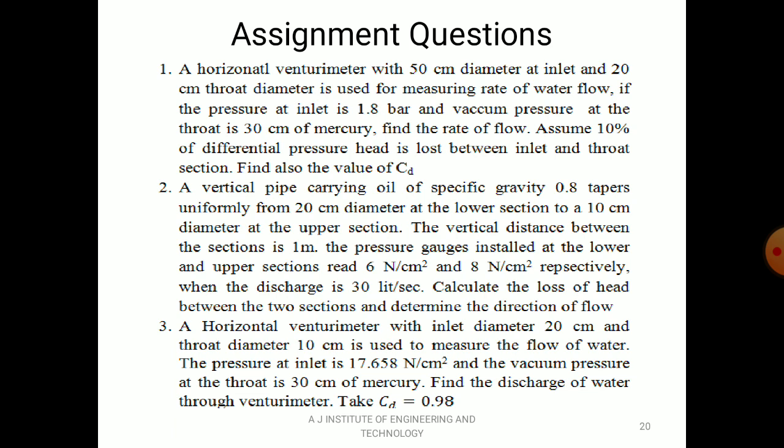And the vacuum pressure at the throat is 30 centimeter of mercury. So the vacuum pressure is given in terms of head of mercury. So P2 divided by rho mg equal to minus 30 centimeter of mercury, because it is vacuum pressure, so minus 0.3. From that you can get the value of P2. Find the rate of flow, that is Q. Assume 10% of the differential pressure head is lost between inlet and throat section. So the friction head, that is HF, is equal to 10% of H. So you are using 10% of H. Also find the value of CD.